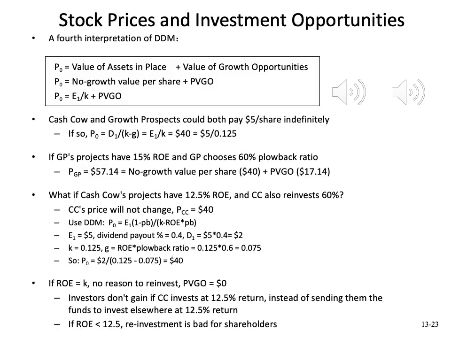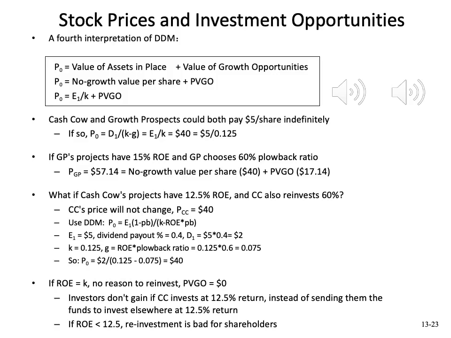Now I will introduce a fourth interpretation of the dividend discount model. I'm going to decompose the price into two parts. The first one is the value of asset in place. The second part is the value of the growth opportunity. So the value of asset in place is the no growth value per share, plus the present value of the growth opportunity. If you like formula, P0 equals the no growth value, E1 divided by K, plus the present value of the growth opportunity.